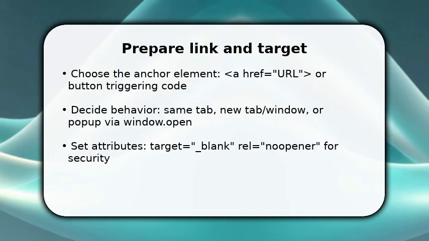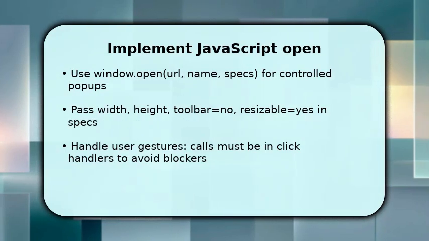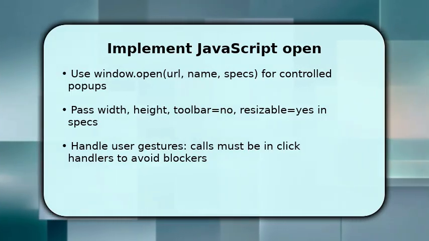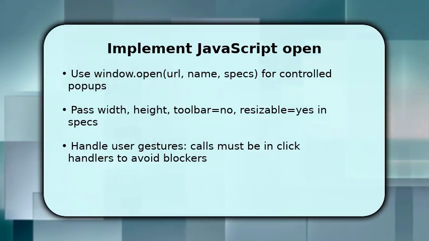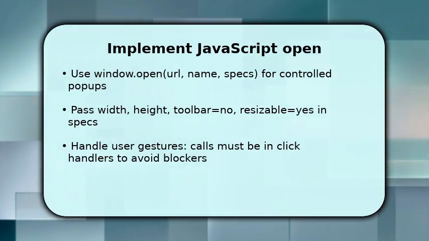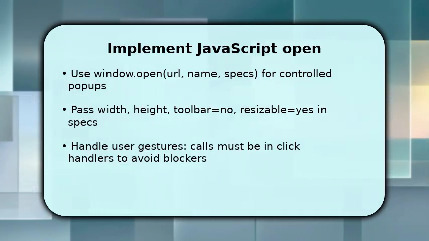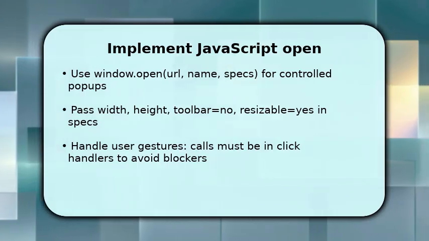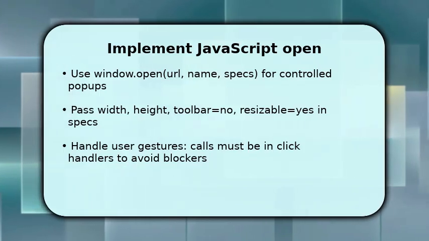Now implement the behavior. If you need a controlled window, use window.open with a name and spec string to set size and chrome. For example, window.open(URL, 'mywin', 'width=800, height=600, toolbar=no, resizable=yes'). You use this because it gives precise dimensions and UI control. Make sure the open call runs inside a user-initiated event like a click. Otherwise, modern browsers will block the pop-up.